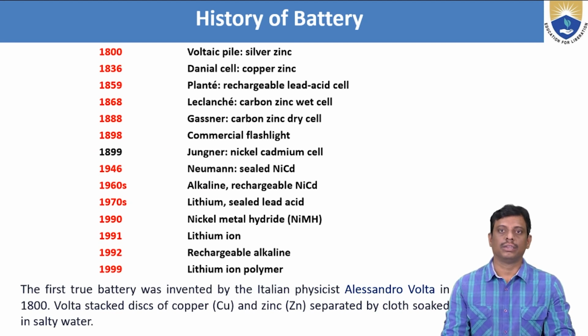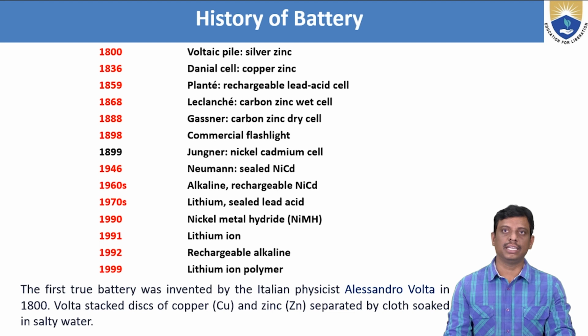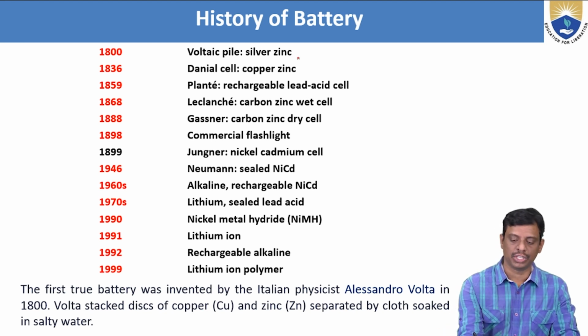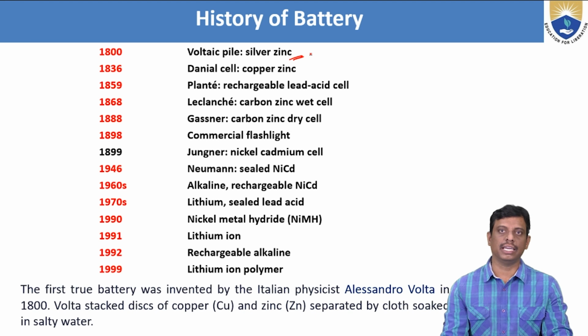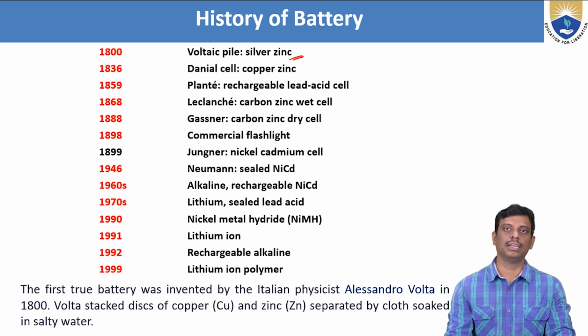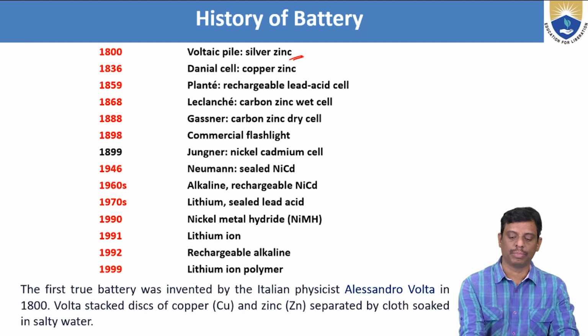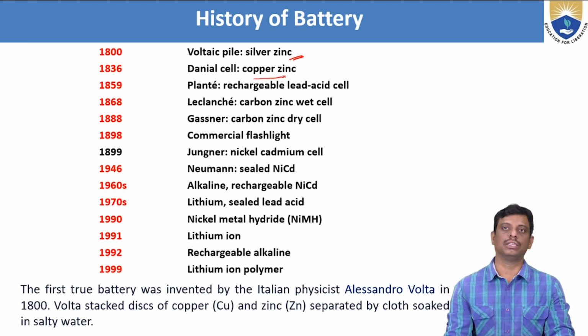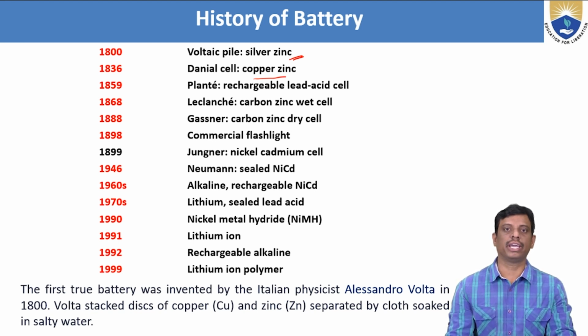First of all, the history of battery. If you look at the history of battery, from the 18th century to 1999, there were a lot of evolutions in battery history. In the 18th century, Volta first invented the battery. That battery is the silver zinc battery. Then in 1836, the Daniel cell was invented. It consists of copper and zinc electrodes in an electrochemical cell. That is called a voltaic cell.